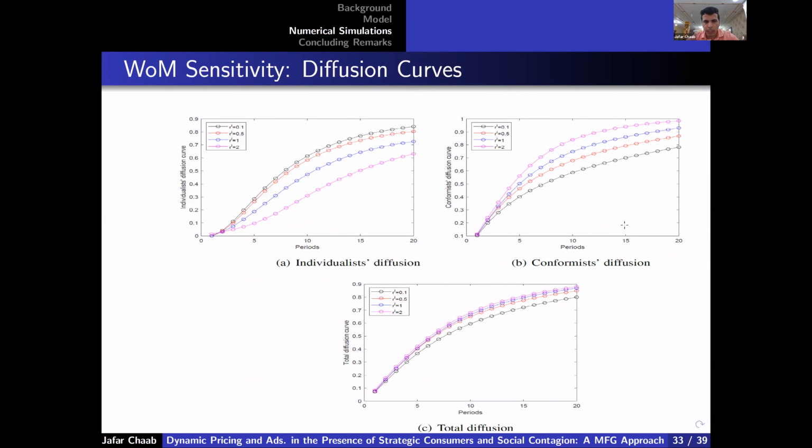So here are the diffusion curves when we change the degree of the word of mouth sensitivity. We can see that the individualist diffusion is going to decline in the presence of a higher degree of word of mouth sensitivity because of the higher prices. For the conformists, the effect is the opposite, in the sense that they are going to adopt much faster thanks to a higher degree of word of mouth sensitivity.